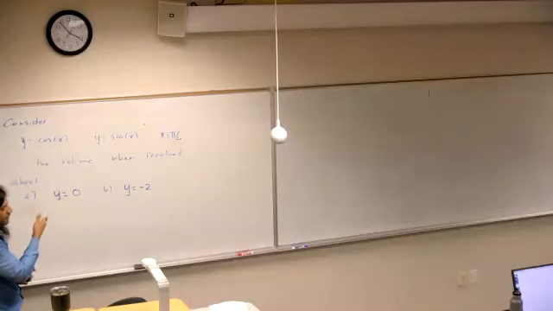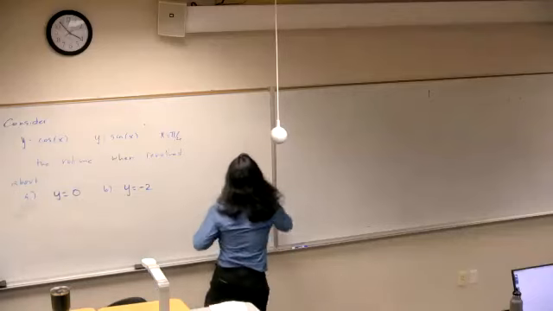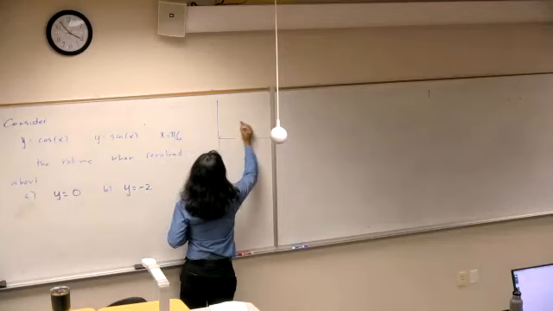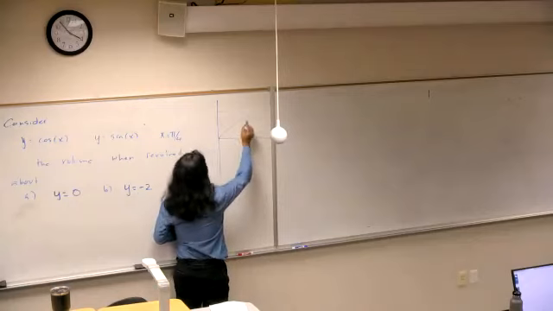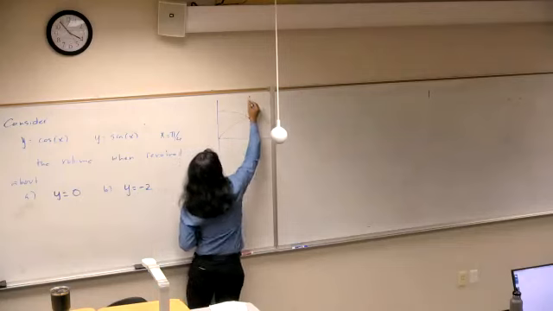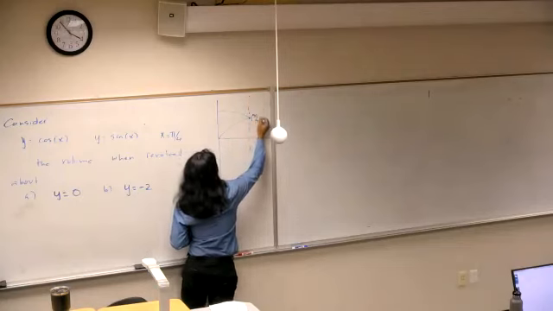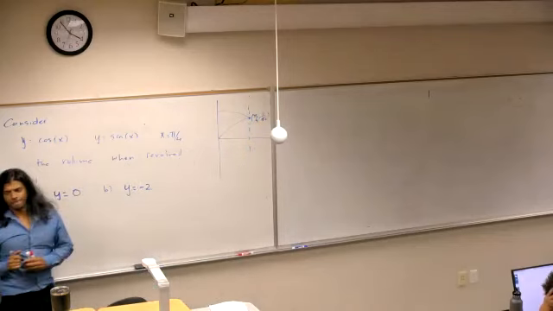We've got y equals cosine x, y equals sine x, x equals pi over 4. Sine curve, cosine curve. I'm going to stop right there because x equals pi over 4. So pi over 4, comma 1 over the square root of 2.